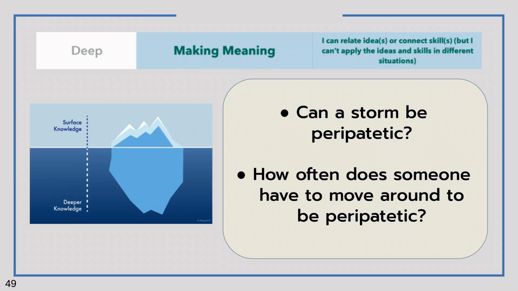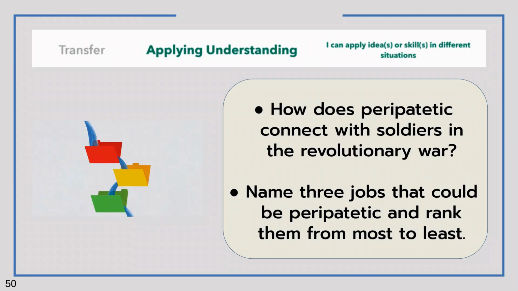Oftentimes, deep learning doesn't come out without conversation. So, you might ask students questions that get them thinking about this concept behind the word that you're introducing. So, for instance, the word we just learned, peripatetic. What do you think? Can a storm be peripatetic? Or how often do you think someone has to move around in order to be peripatetic? Deep thinking like this often only occurs with conversation or with writing about a word. So you are playing with what you know about a word in the hopes to develop an understanding that goes beyond the dictionary definition.